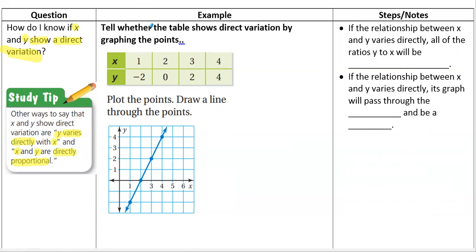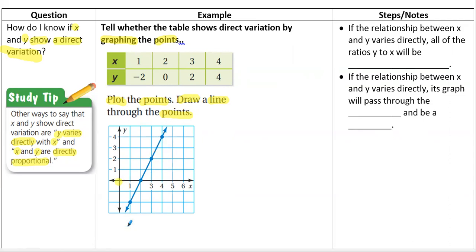Tell whether the table shows direct variation by graphing the points. Do these show direct variation? Well, we just graphed it. We plotted the points, I did it for you, and then we drew a line. Is this direct variation? Well, it's a line. Check. Does it pass through the origin? No. This is not direct variation.